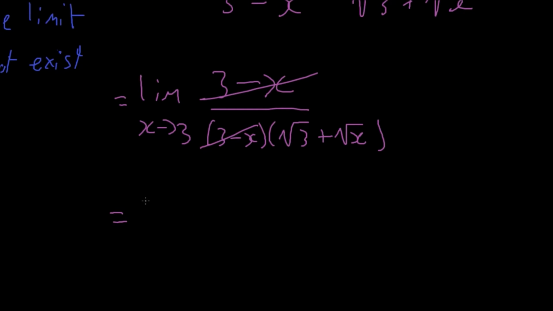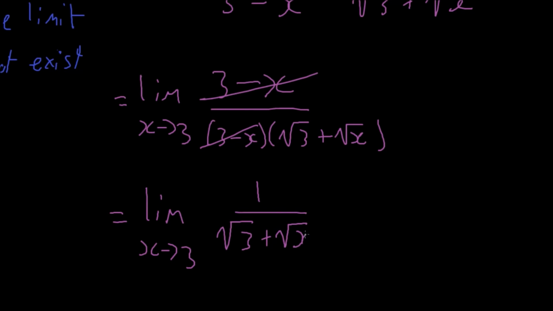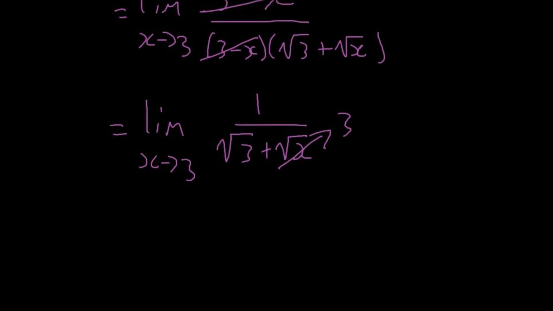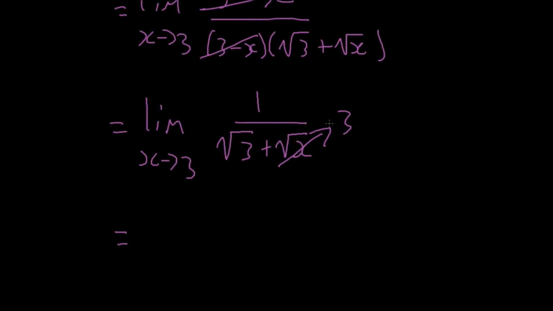And this leaves us with the limit as x approaches 3 for 1 over root 3 plus root x. Now we can take the limit as x approaches 3 because this bottom term doesn't tend to 0 anymore. And when we evaluate that, we get 1 over root 3 plus root 3, or 1 over 2 root 3.